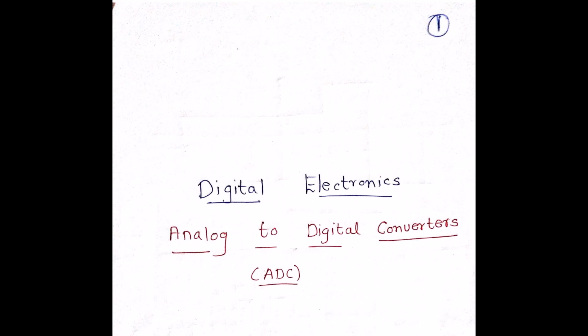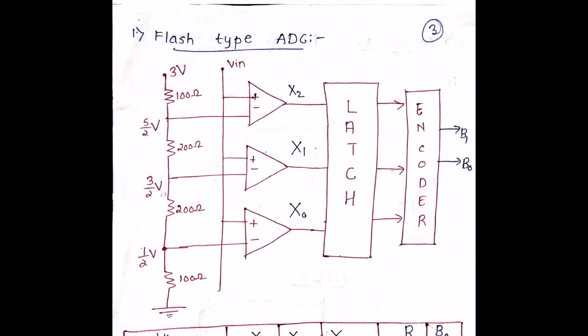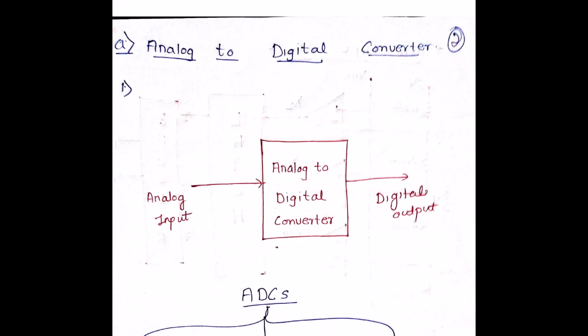So this class will be talking about ADCs and we'll be giving an introduction of what is ADC, and we'll be talking about flash type of ADCs. Also there are some other kinds of ADC such as successive approximation kind of ADC, counter type of ADC, which we'll be learning in the next class. But today we'll be talking about the introduction to ADCs and the flash type of ADCs.